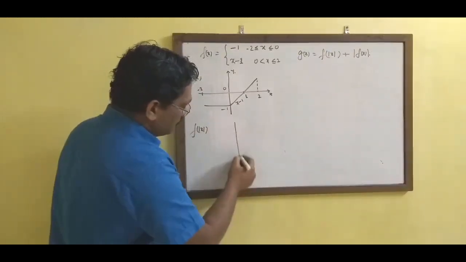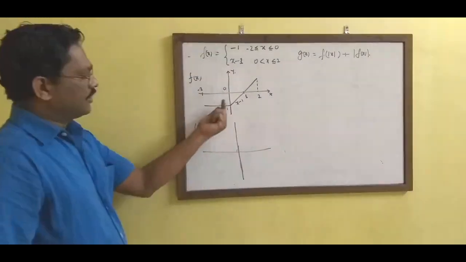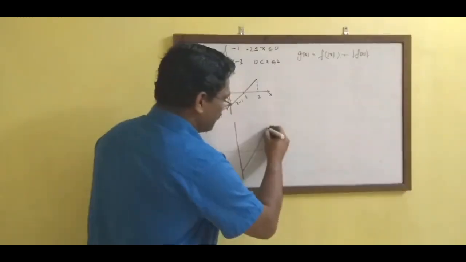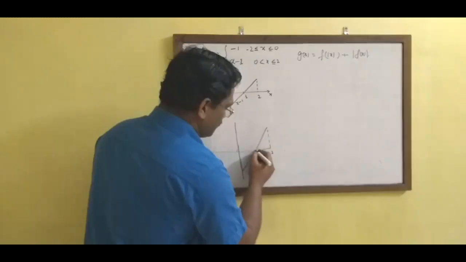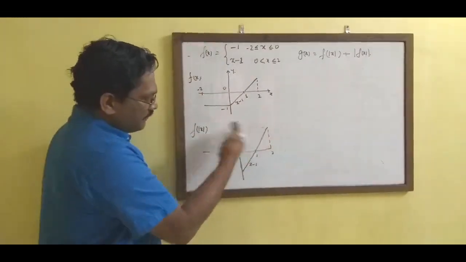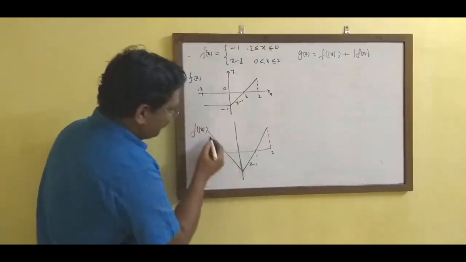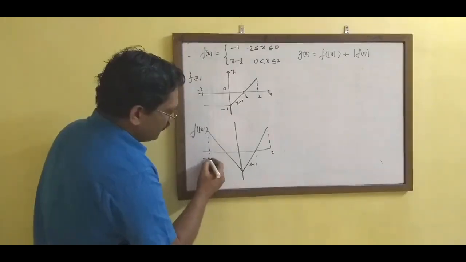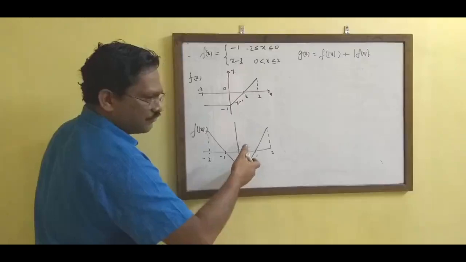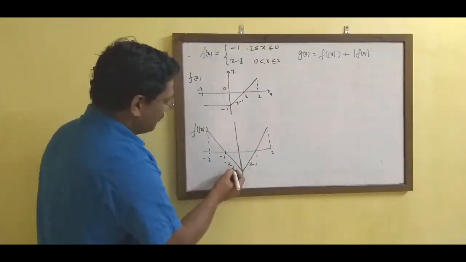Now, as I told you, for drawing f of mod x, all you need to do is forget the left hand side. So I am left with the right side. And this is the graph, that is x minus 1. Now take reflection of this part about the y-axis. So this will be now minus 2. This will be minus 1. The slope of this line is 1. So the reflection will have a slope, minus x minus 1.